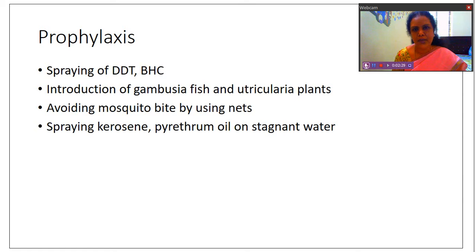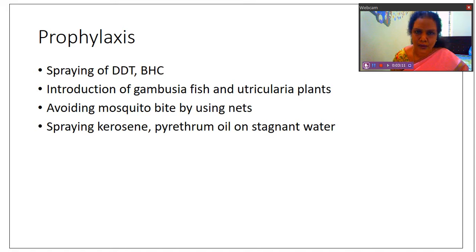Because the malarial causative organism, the sporozoite, is spread through the bite of the Anopheles mosquito, we have to control Anopheles mosquitoes. How to control? First one is by spraying insecticides like DDT and BHC, benzene hexachloride, and introducing insectivorous fish like Gambusia and plants like Utricularia. By using these fishes and plants, they eat away the larvae of the mosquitoes in the stagnant water.